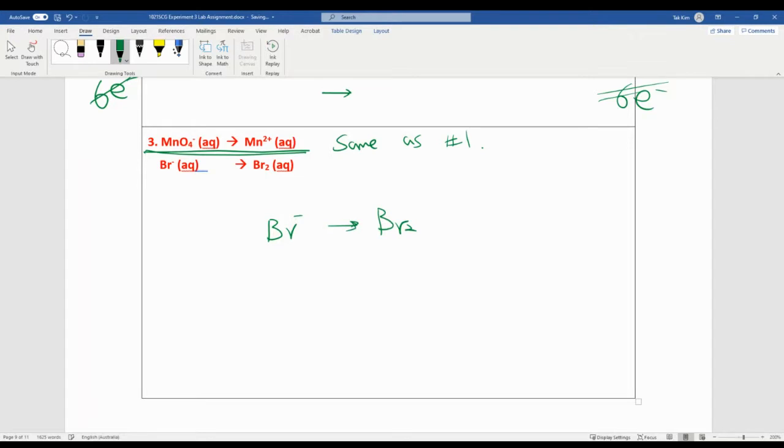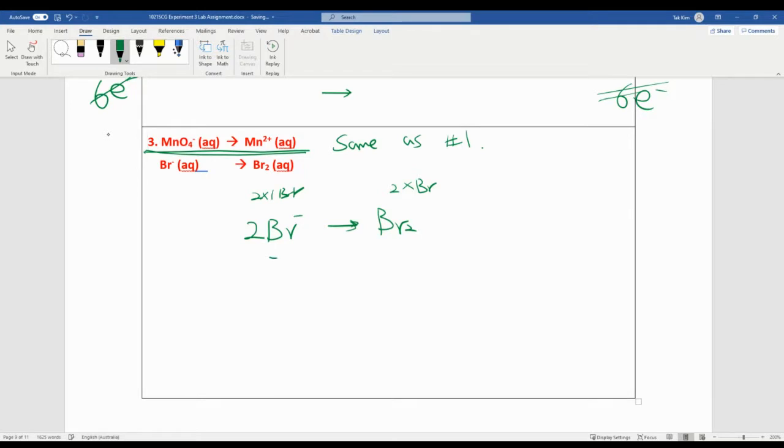So you need to balance the number of atoms. So over here, we have 2 bromine. Over here, we only have 1 Br. So to balance, you start with 2 here, right? And now the number of atoms are balanced. Both now are 2. You need to balance the charge.